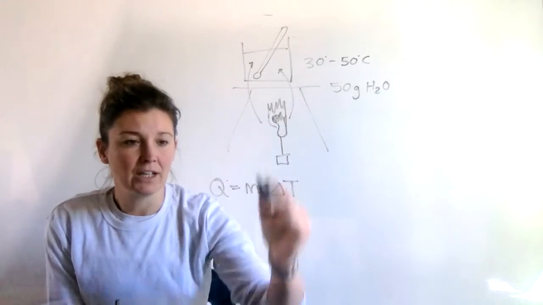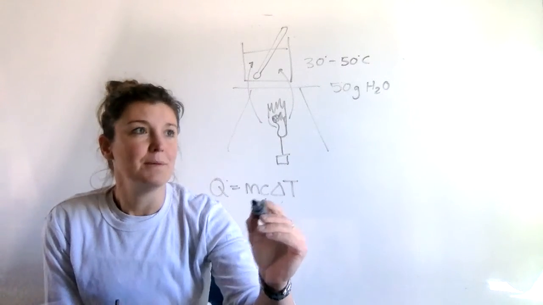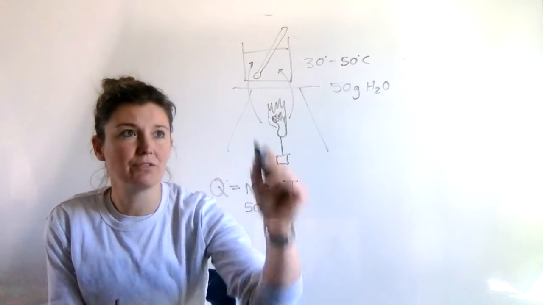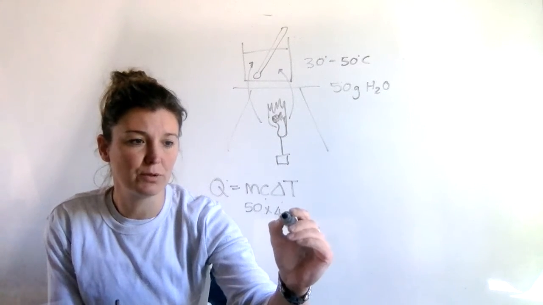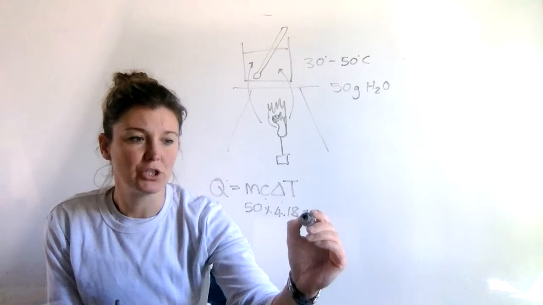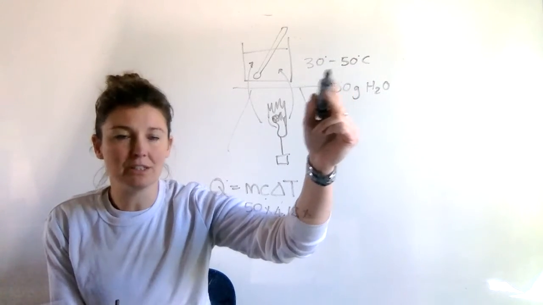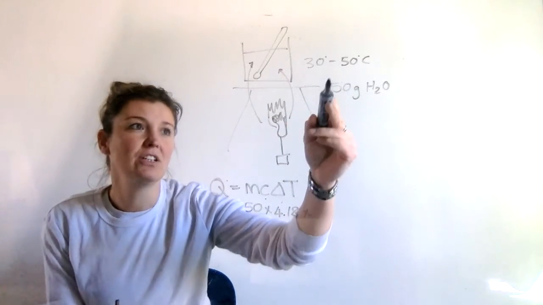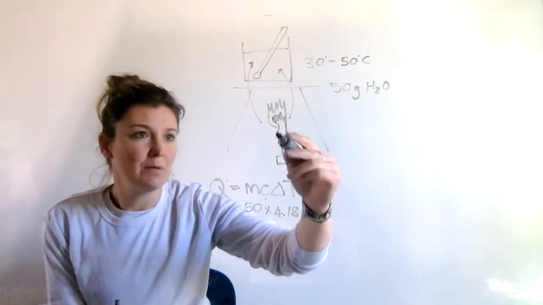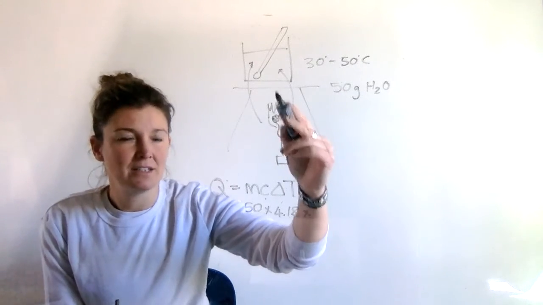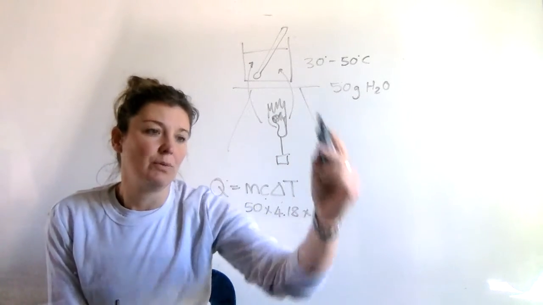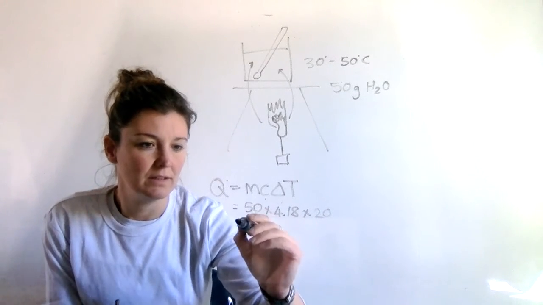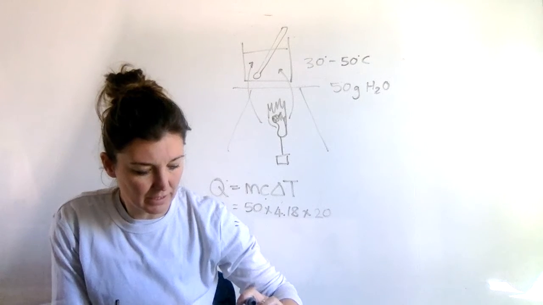Okay, so let's pop this into the equation. Q is the amount of heat that got absorbed, or energy that got absorbed. The mass is the mass of water, so it's going to be 50. The specific heat capacity of water that scientists know is 4.18. And the change in temperature is going to be this difference in temperature. So if it got colder, if it was an endothermic reaction, this would be a negative number. But at the moment, because we're burning something, heat is being released. So we know it's positive, and the difference is 20. Let me get my calculator.